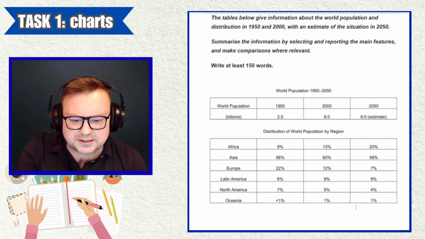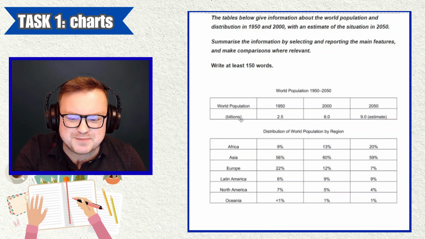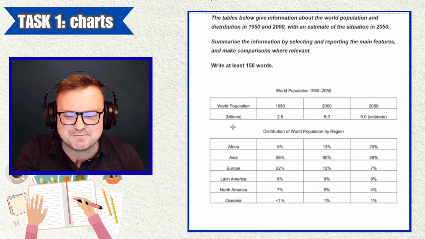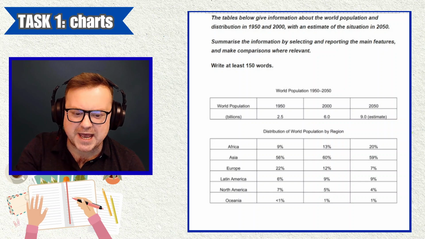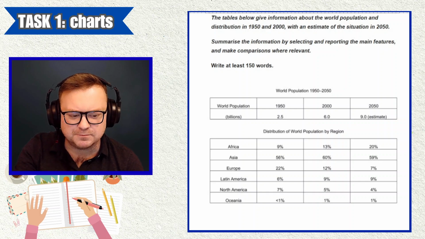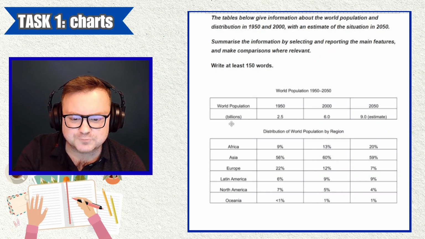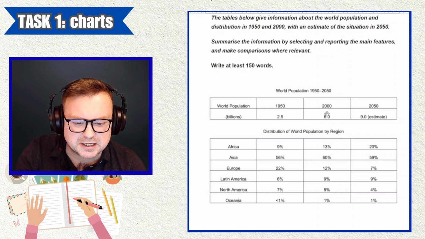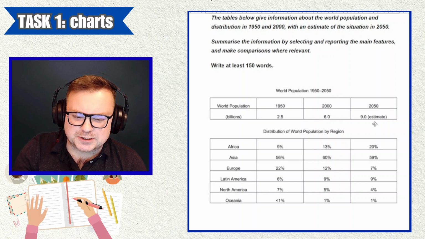So world population 1950 to 2050. World population in 1950 was 2.5 billion. So they write billions here because this is the measurement, like in the billions. But usually we don't use this S at the end of billion, like 2 billion people. Not 2 billions people, but in the billions. So 2.5 billion in 1950, 6 billion in 2000, and the estimate for 2050 is 9 billion. It's a lot of humans.